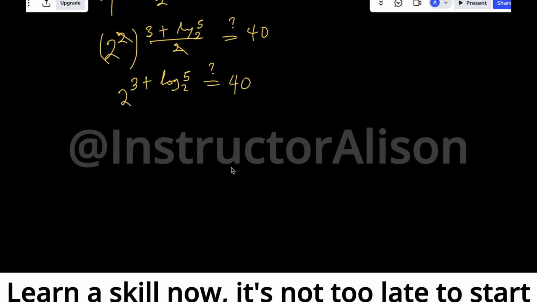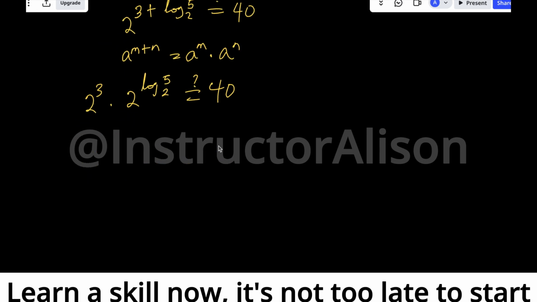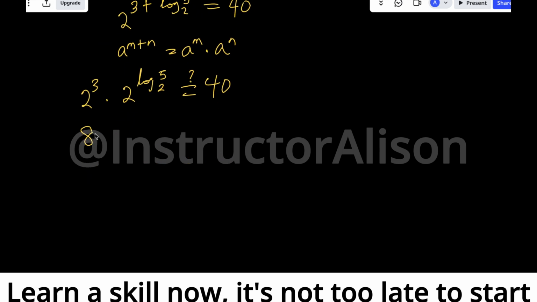I want to apply the product rule of indices over here, because if I have, say, a to the power of m plus n, I can as well write that as a to the power of m multiplied by a to the power of n. So let's do that here: 2 to the power of 3 multiplied by 2 to the power of log 5 base 2. Is it still going to give us 40? We don't know. Let's keep going. What is 2 to the power of 3? That gives you 8, that's 2 times 2 times 2.